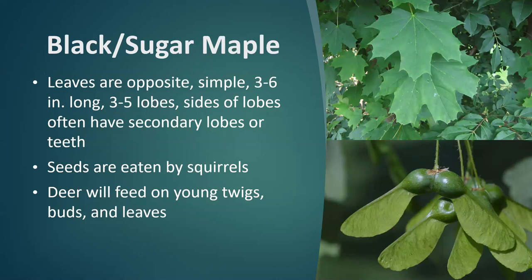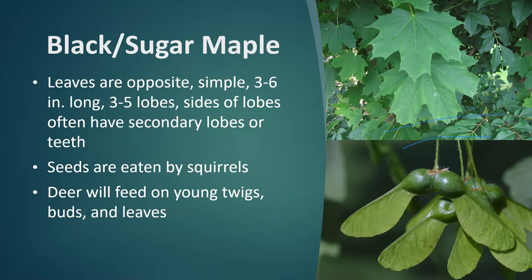Now the black and sugar maple is technically two different species. You have a black maple and a sugar maple. I find it a little ridiculous that a lot of people split these into two different species. They hybridize a lot. The only real way you're going to be able to tell a black from a sugar is by looking at the shape of the hairs on the underside of the leaf. So for most people, if you just call it a black or sugar maple, that's going to be enough.